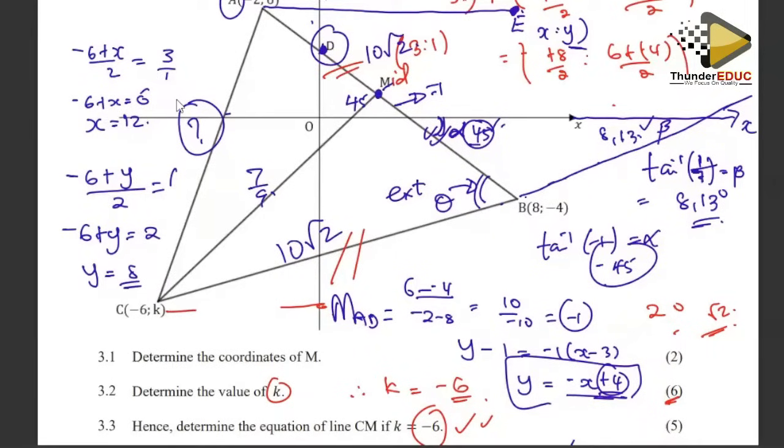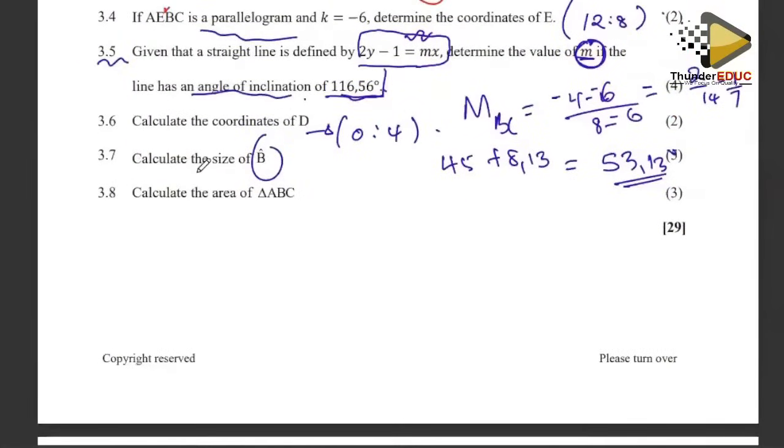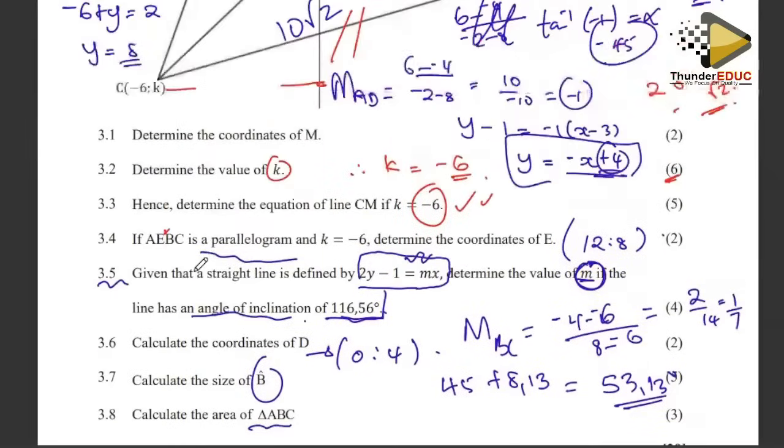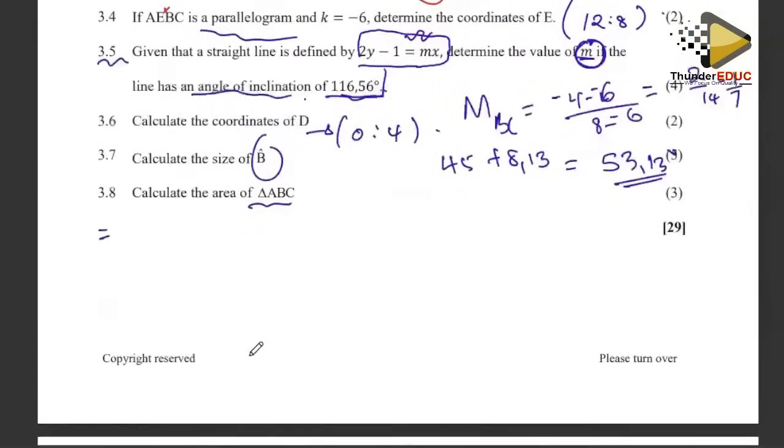All right, so someone is saying there's an issue with our gradient for AB. Is it not -1? So you say 6 minus -4 over -2 minus 8. It's a -1, okay? So I believe even if you use the cosine rule, we should be able to get the same answer. Then determine the area of the triangle ABC. So I'm going to use this angle that I found, okay? I'm going to use 53,13.